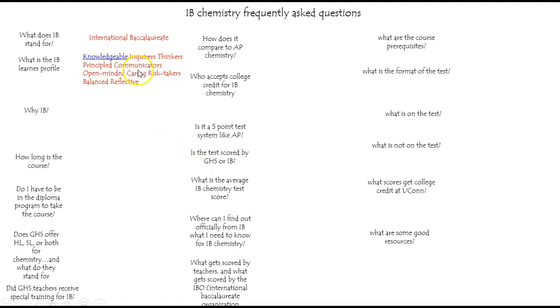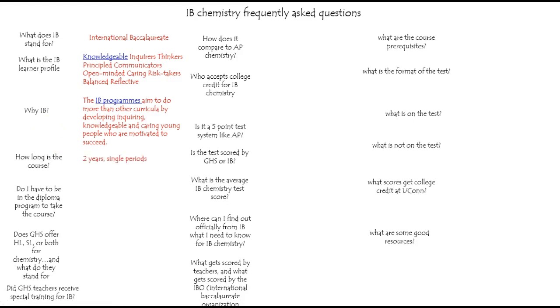Inquirers, thinkers, principled communicators, open-minded, caring risk-takers. How do you like that? Balanced and reflective. But why? Well, you take a look at the first slide and it gives you 10 reasons why. It's an integrated curricula that tries to tie in with other courses. They think more about knowledge. They are motivated to succeed, and they do try to have an international flavor to the content.